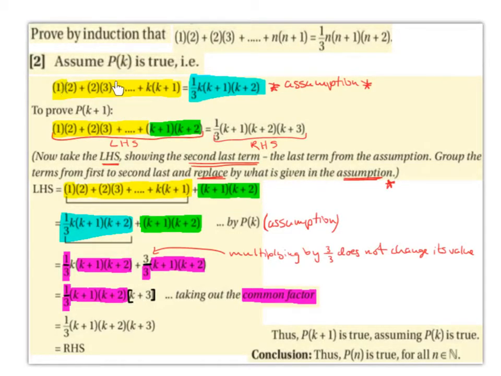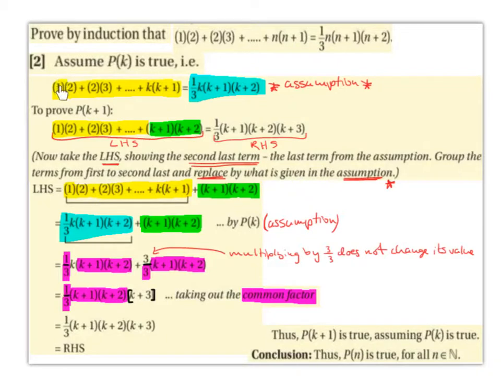So this was our assumption, and this is what we have to prove. We came up with this in the last step on the previous slide. Now we're going to take the left-hand side, the LHS, showing the second last term, which is the last term from the assumption. So here's our assumption, and this is the last term from the assumption.